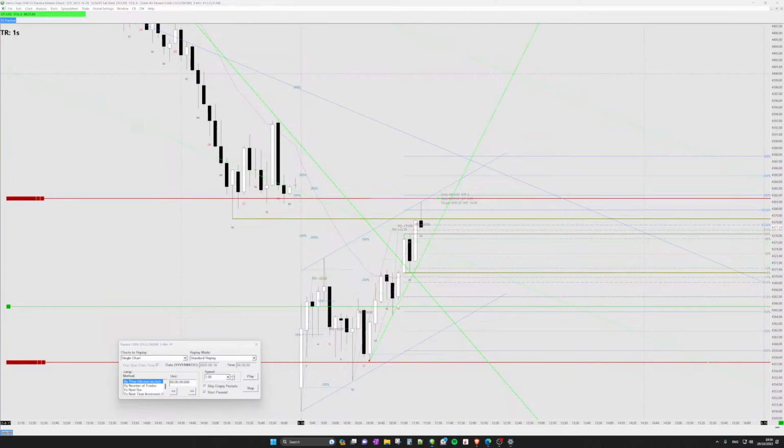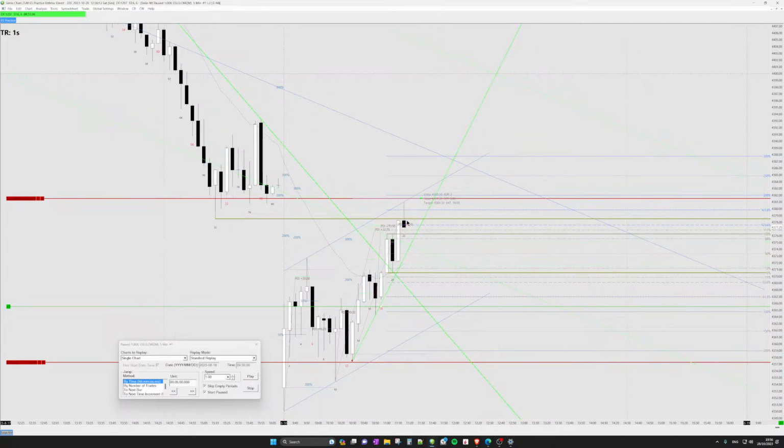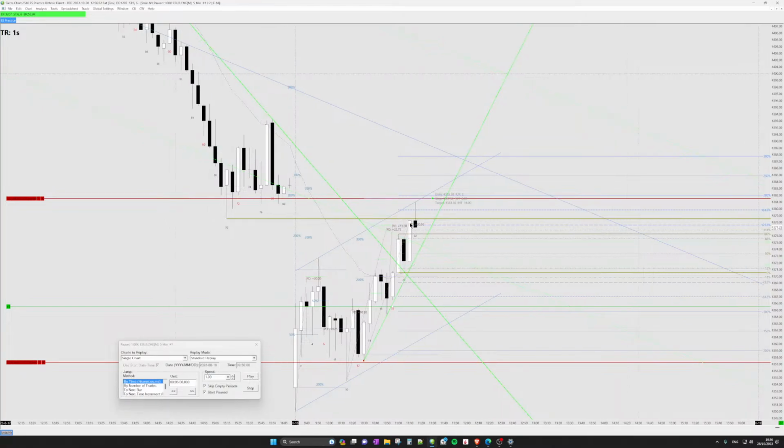Now this is the wedge. Like 1, like 2, 3. Yeah, I'm not sure what to do. Exiting from here or still trying to take profit?